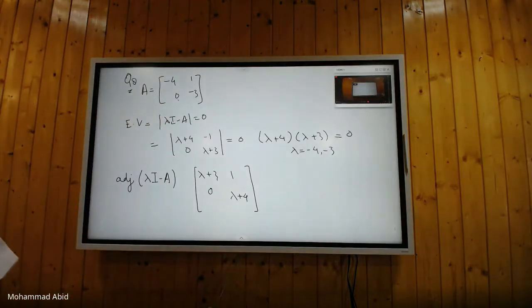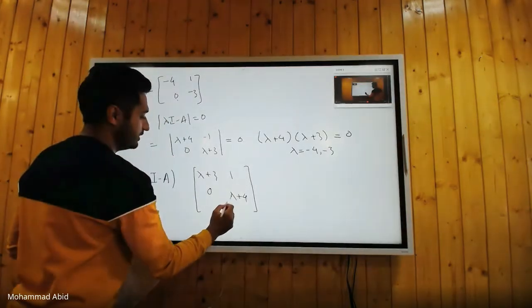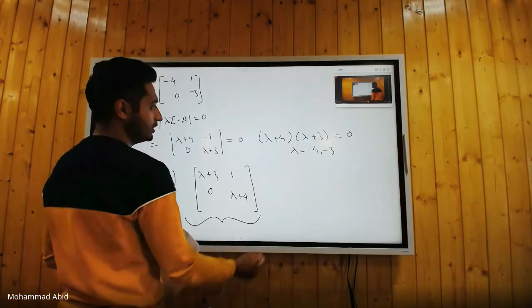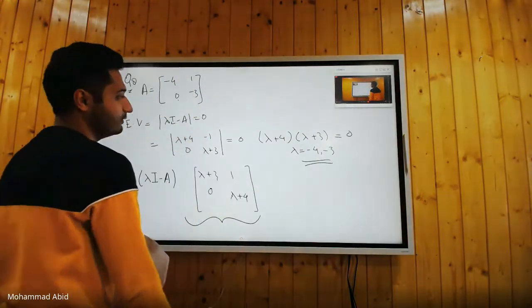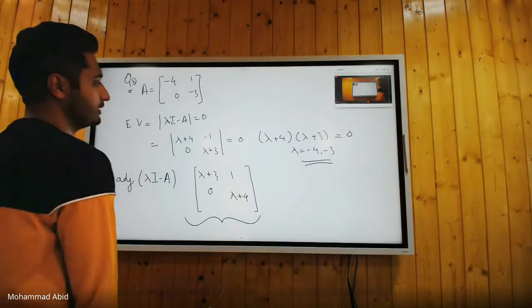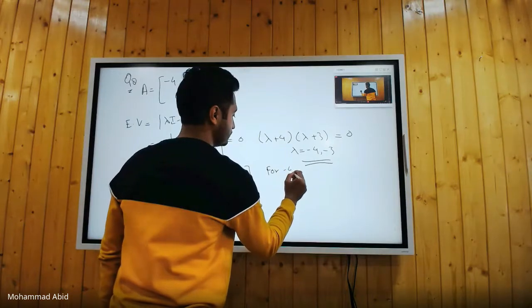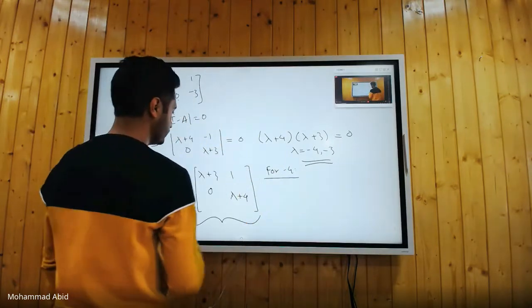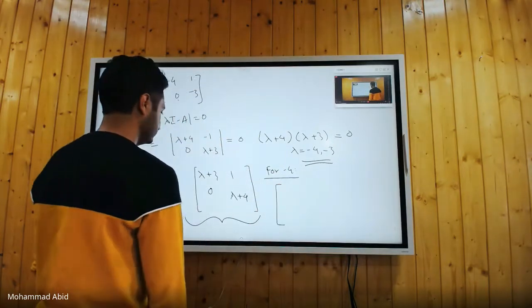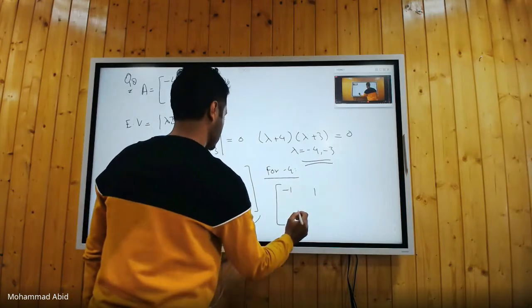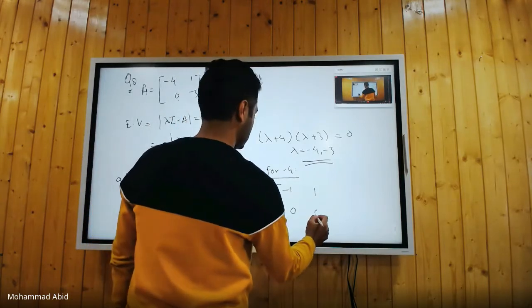No, we don't have to take the eigenvector here. This is your adjoint of lambda I minus A. You now have to substitute your lambdas one by one, and you will get the eigenvector for each. Substitute minus 4 here, and it will become minus 1, 1, 0, 0.